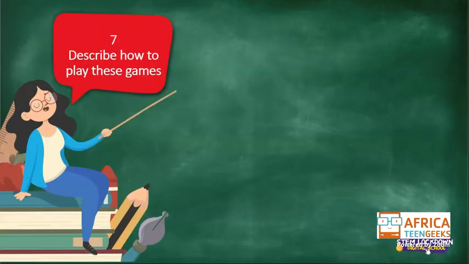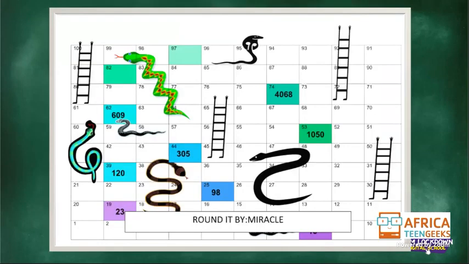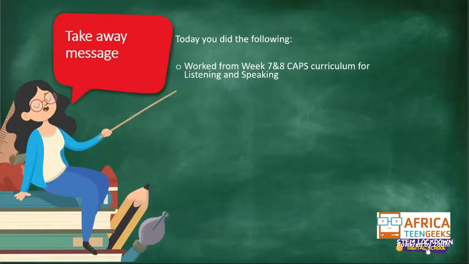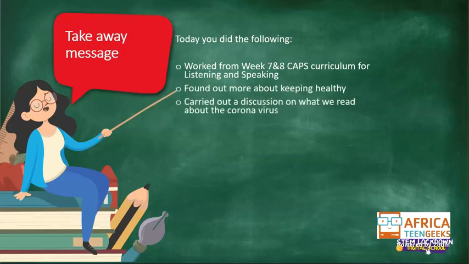Okay. Now we're not going to do this one because there is no time. So I'm going to just quickly squeeze on to the end of our takeaway message. So today you did the following. You worked from week 7 and 8 of the CAPS curriculum, and you found out more about keeping healthy. You carried out a discussion on what we read about the coronavirus. You asked and answered questions.